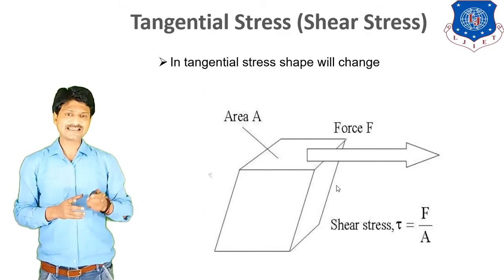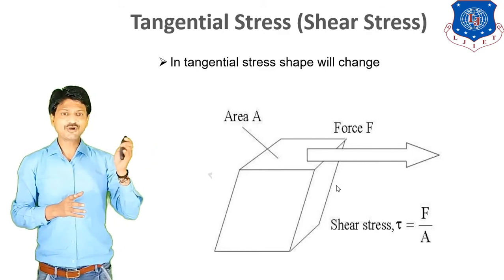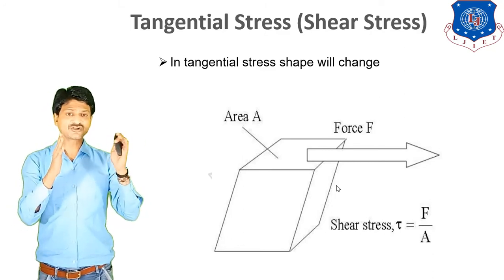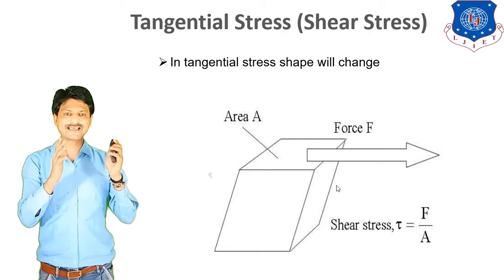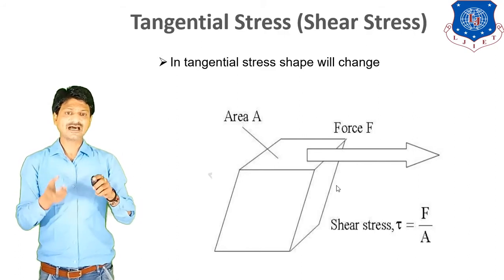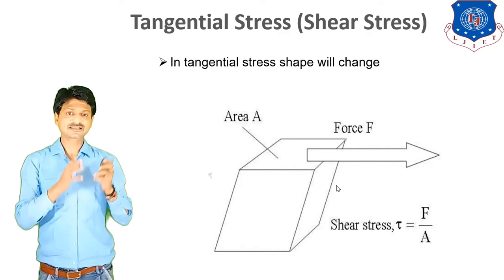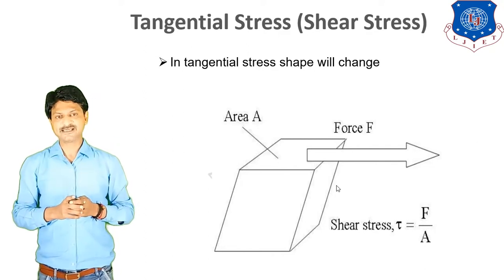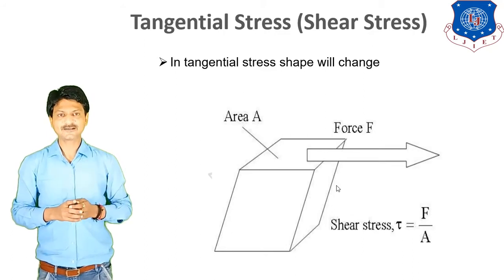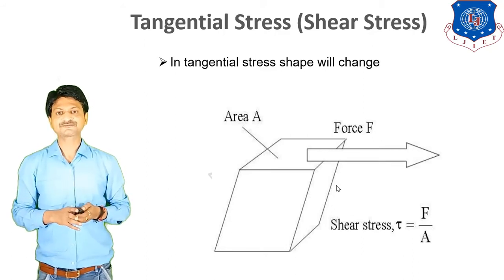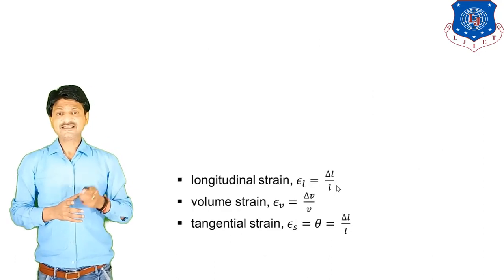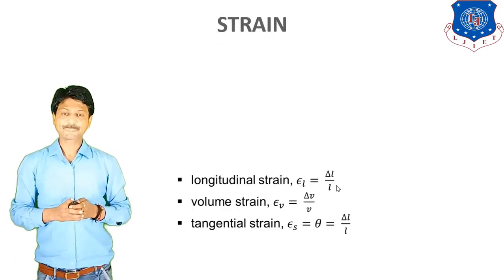So here you can see in the figure the orientation of the sample, the position of the sample, or we can say the shape of the sample. Before and after this stress, the shape of the sample will change, and that type of stress is known as shear stress.